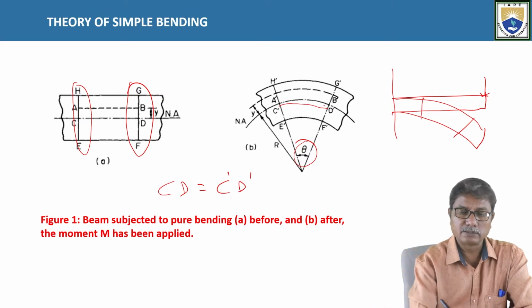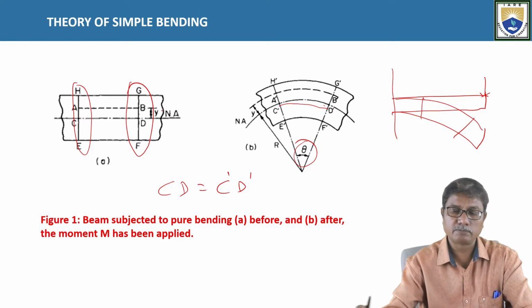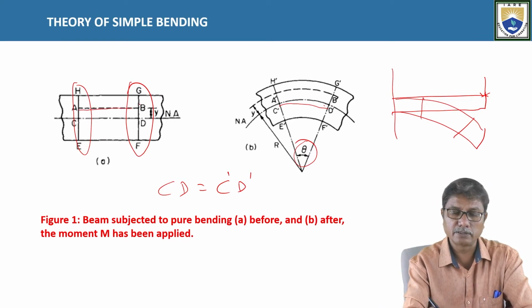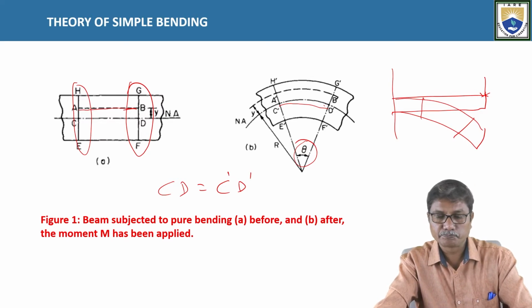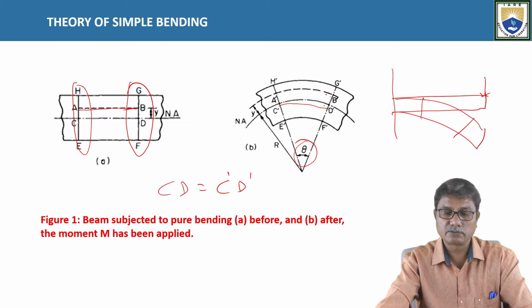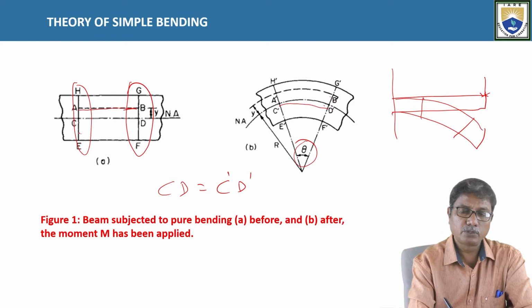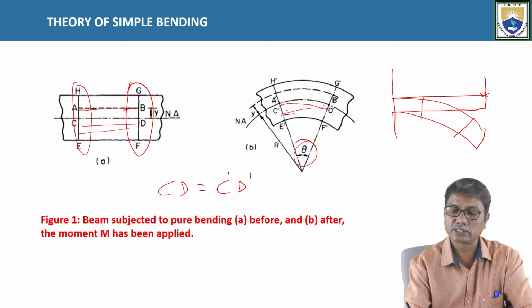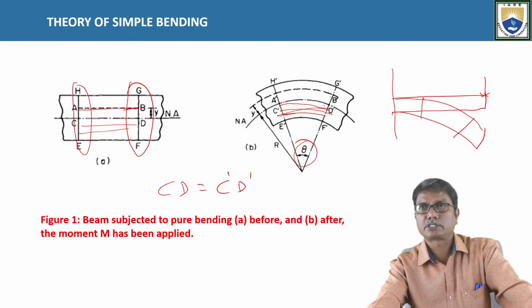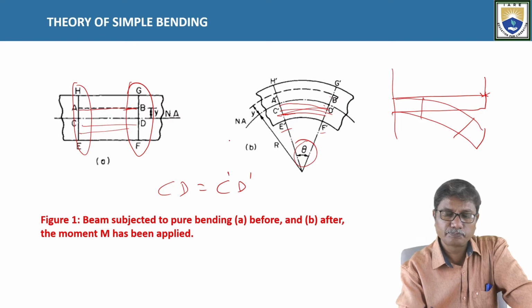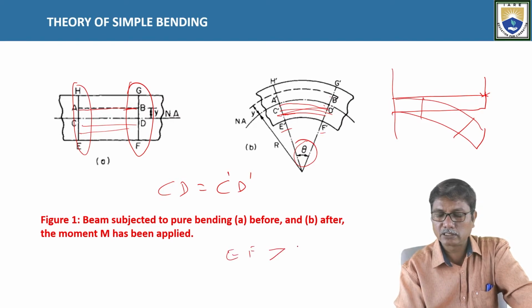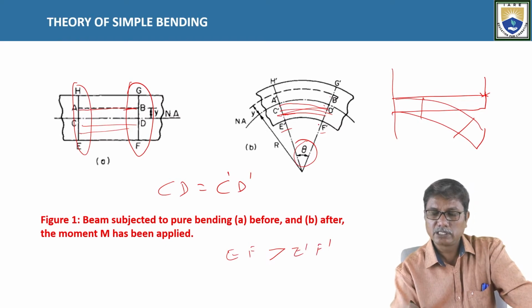And we consider another layer AB above the neutral axis at a distance y. A dash B dash is the length of this after bending. So all the layers above the neutral layer are elongated, that means the length increases for layers lying above the neutral layer. And for layers lying below the neutral layer, the length decreases because those layers are compressed. For example, the length of EF is greater than E dash F dash because E dash F dash is compressed.